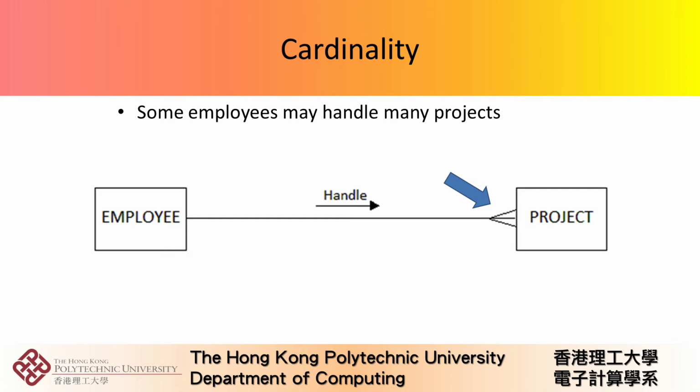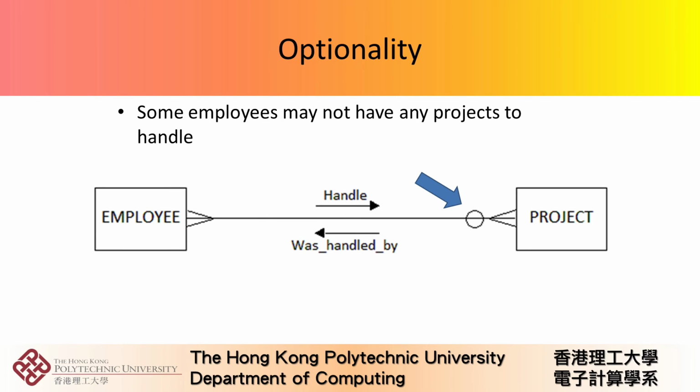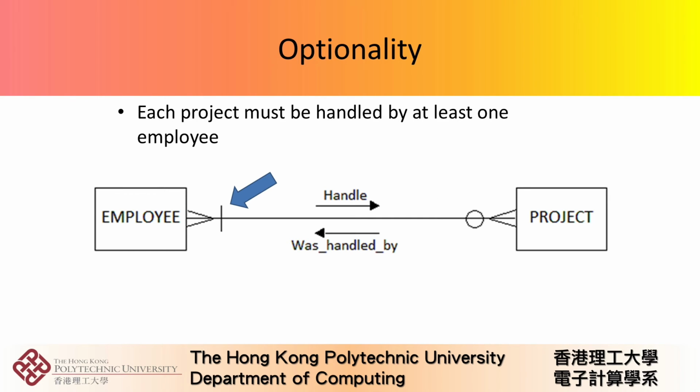Therefore, we use this notation to draw the ER diagram. And some projects may be handled by many employees. So in the ER diagram, we will use this notation. Some employees may not have any projects to handle. Therefore, we use this notation. Each project must be handled by at least one employee. Therefore, we use this notation.